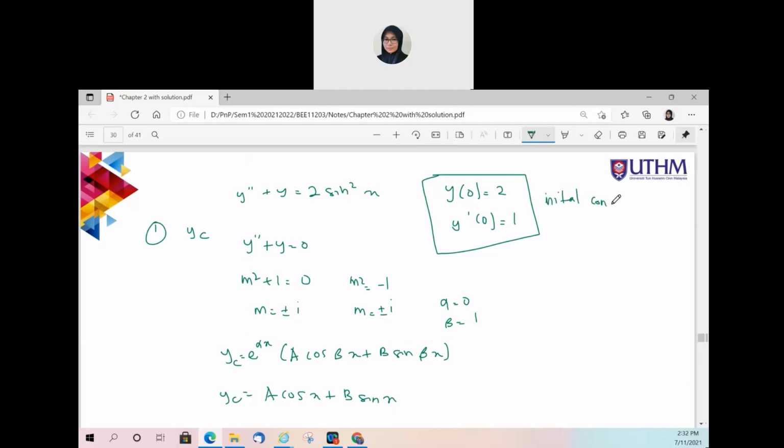Ini example extra saya bagi. Actually ada je dalam modul awak. So you have initial condition here, y(0) equals 2, y prime (0) equals 1. Betul. So initial condition ni, so you have to find A and B nanti.